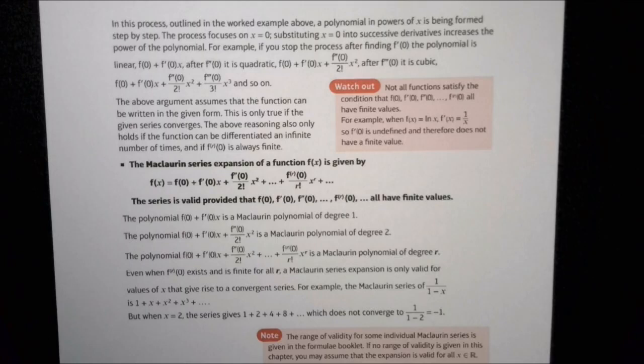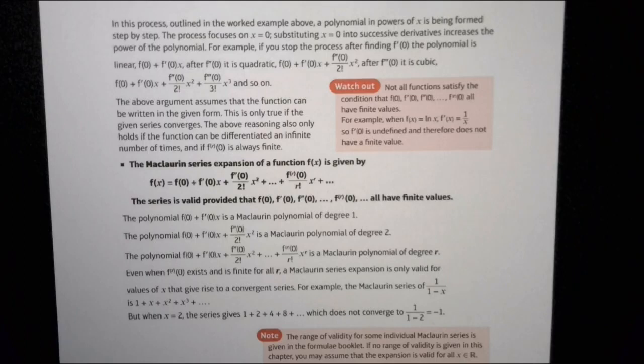So for example, if we have f of x equals the natural log of x, f dash of x is equal to 1 over x, and if we work out f dash of 0, you'd find we get 1 divided by 0. So this is undefined, and therefore this does not have a finite value.